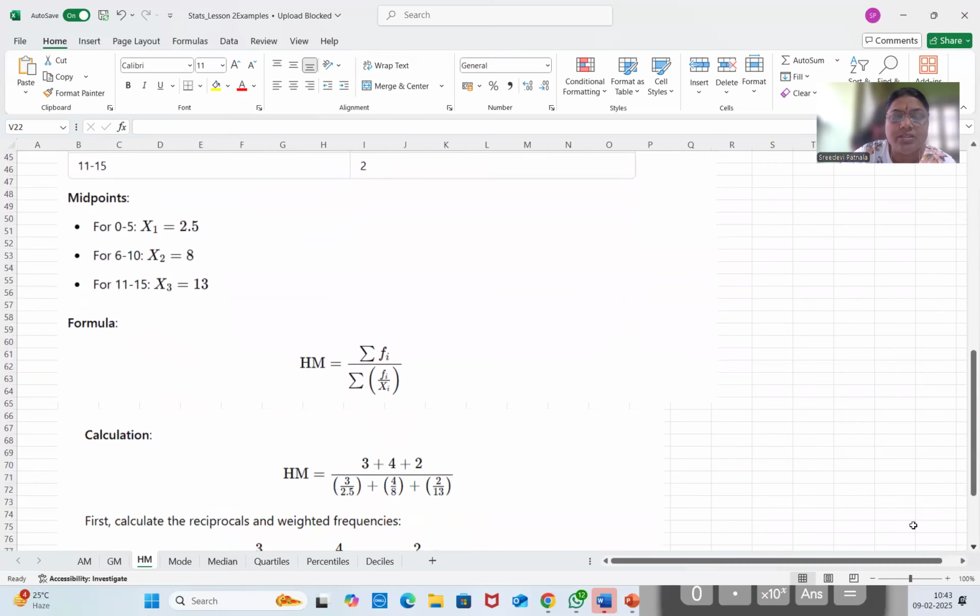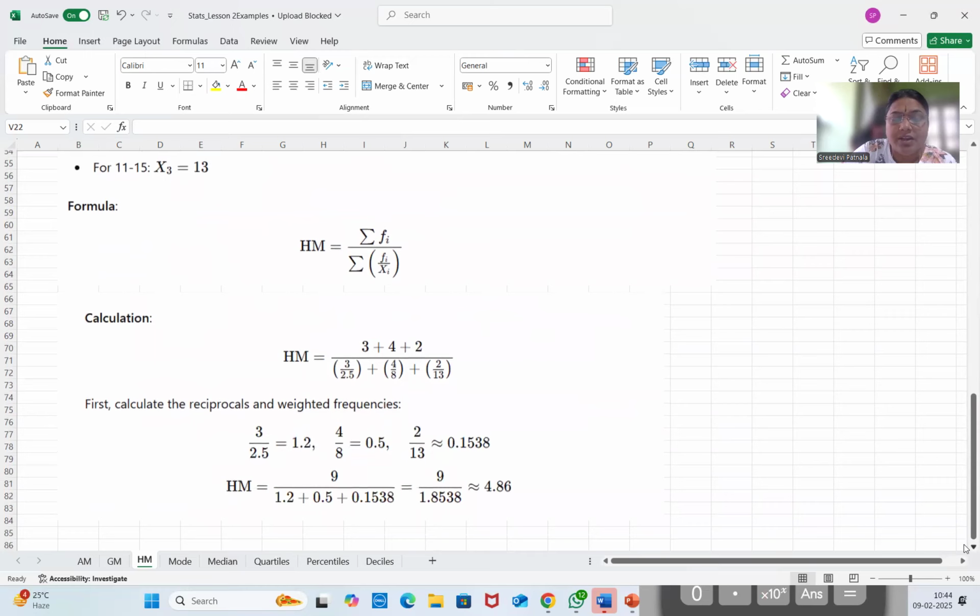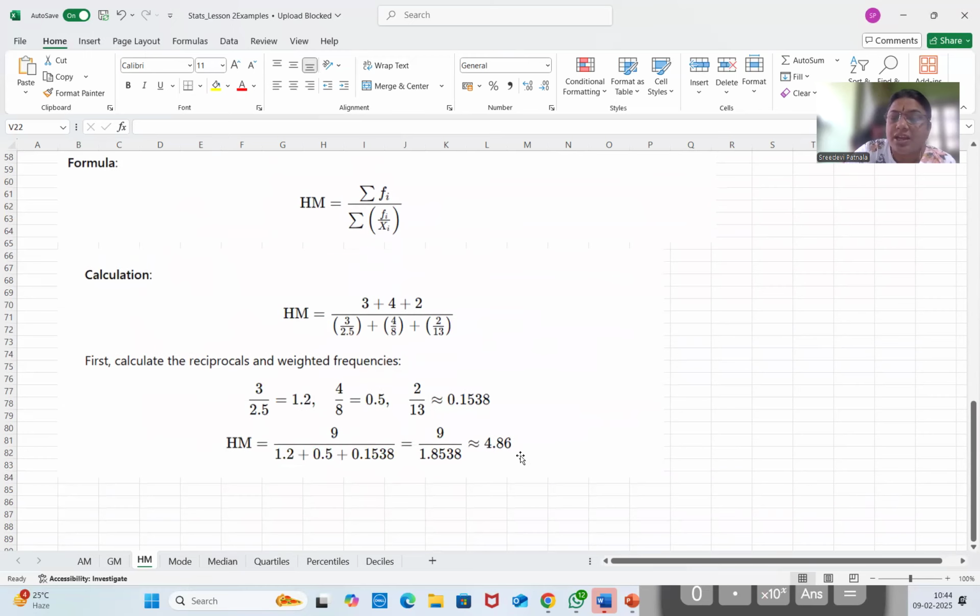And you need to do that similarly. So now summation of Fi is nothing but your frequency addition. What are the frequencies given in your class interval? 3 plus 4 plus 2. So do the summation, and for each value 3 by 2.5. So Xi is for midpoints 2.5, 8 and 13. For each frequency, F1 by X1, similarly F2 by X2, F3 by X3. You do it and use the calculator and derive the formula, which comes to your HM.